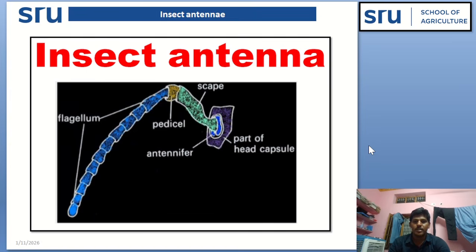In this session, we are discussing insect antenna.